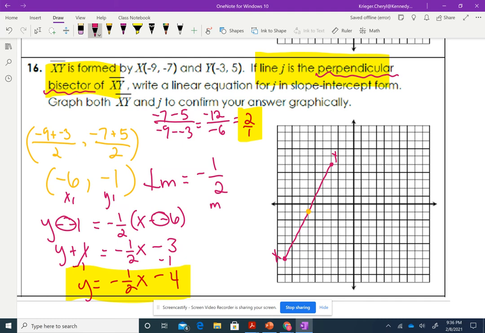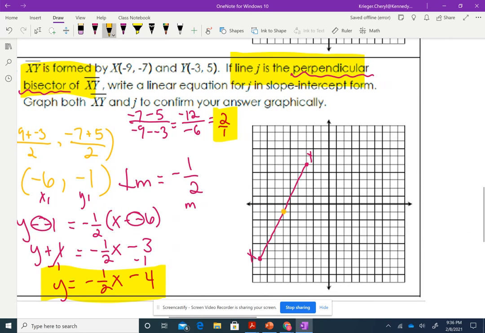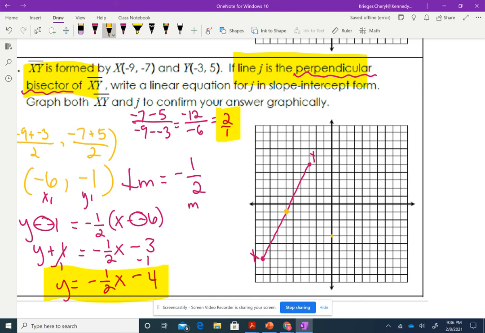Let's check. -1/2 x minus 4. So if I'm graphing that, I start at -4, and I go down 1 over 2, right? My rise is -1, and my run is 2. Down 1 over 2, down 1 over 2, and that is the same thing as up 1 and back 2, up 1, back 2, and it connects. Hooray, we did it.